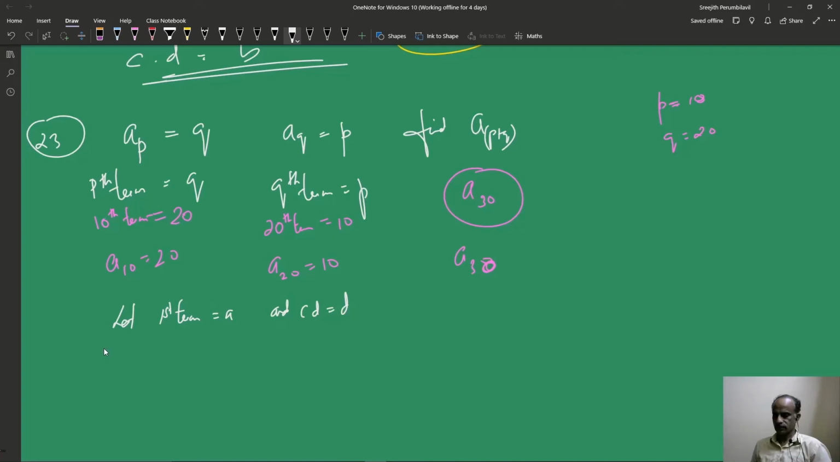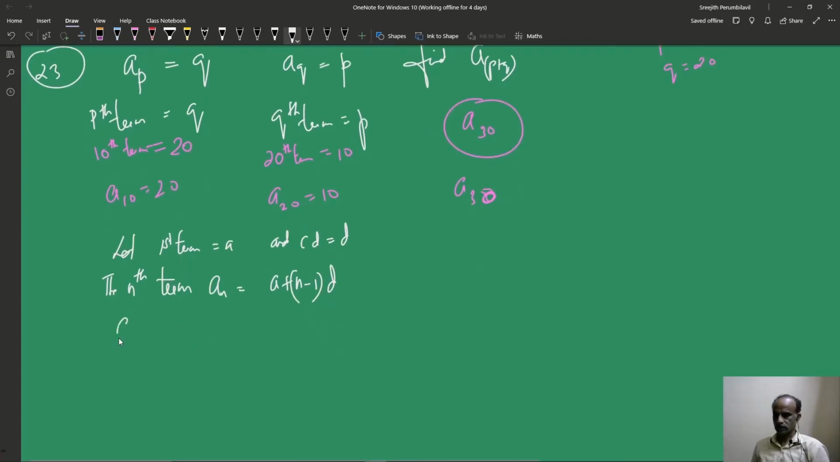The nth term An is equal to A plus n minus 1 into D. What is given here? Given that Pth term is equal to Q. The nth term is A plus n minus 1 into D. How do you find Pth term? In place of n you substitute P. So what happens? A plus P minus 1 into D equal to Q, relation number 1.